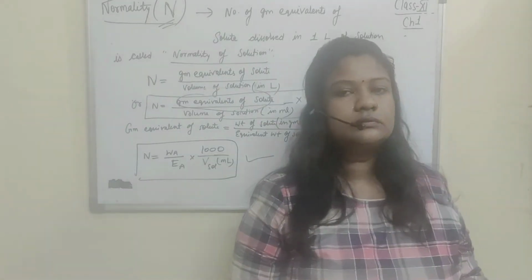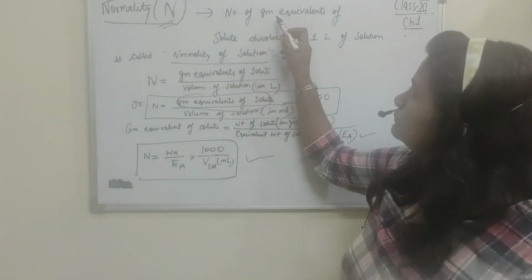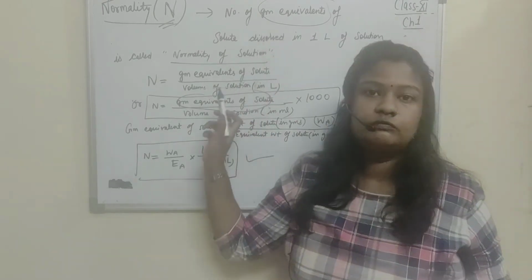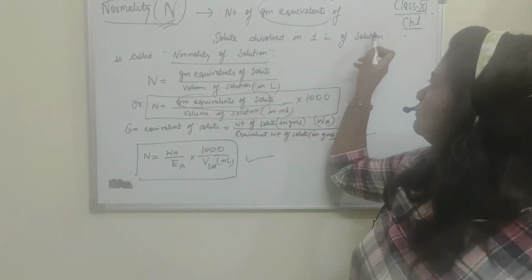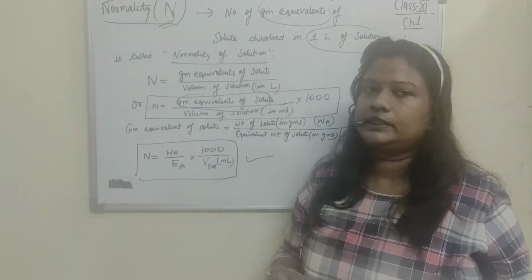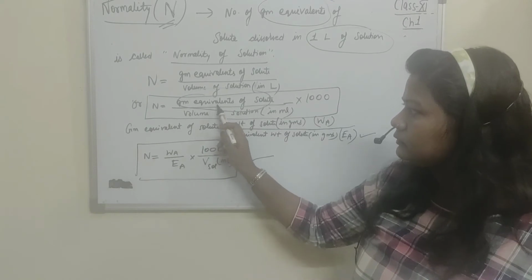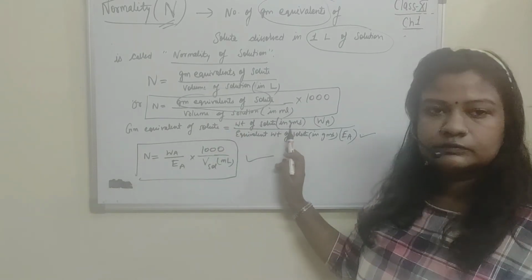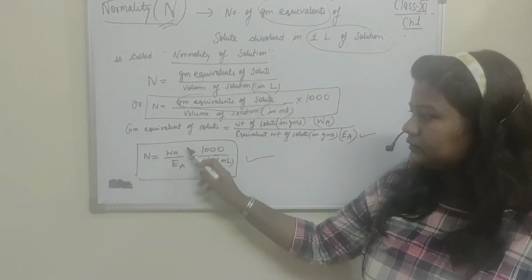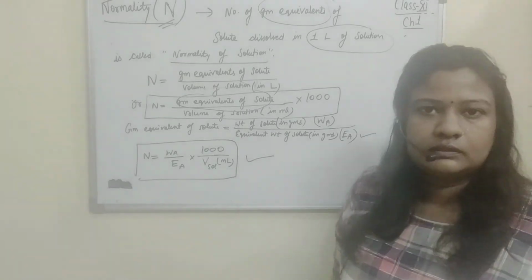So this is the normality of the solution. In place of moles of solute, we are taking the gram equivalent of solute dissolved in 1 liter of solution. That is called normality. It is represented by capital N, and gram equivalent of solute is equal to weight of solute upon equivalent mass of solute. We substitute this in the formula and get the formula for normality.